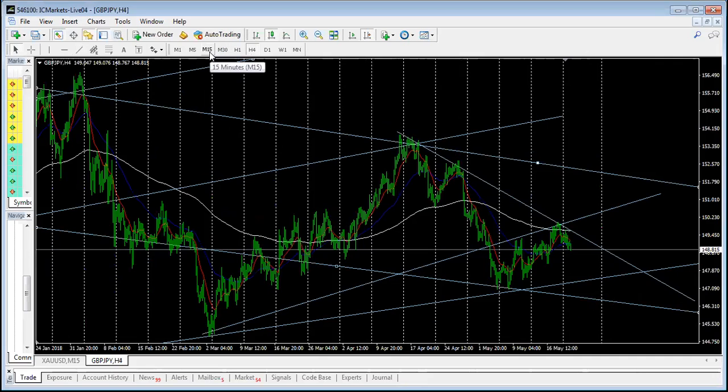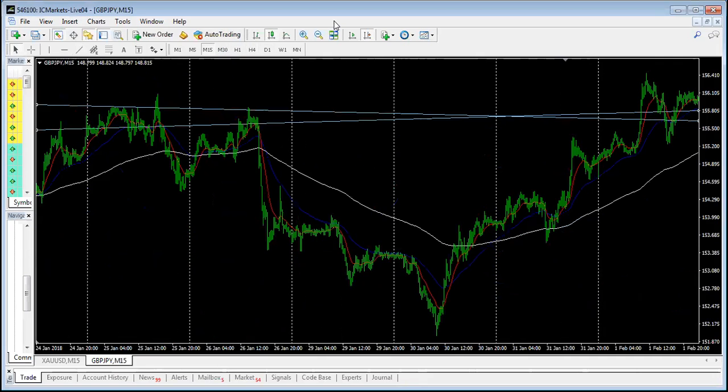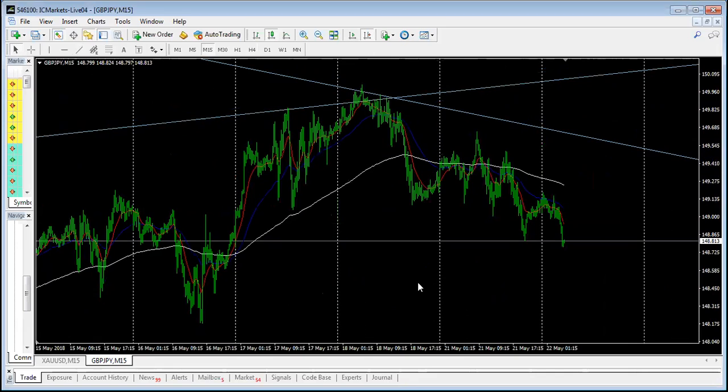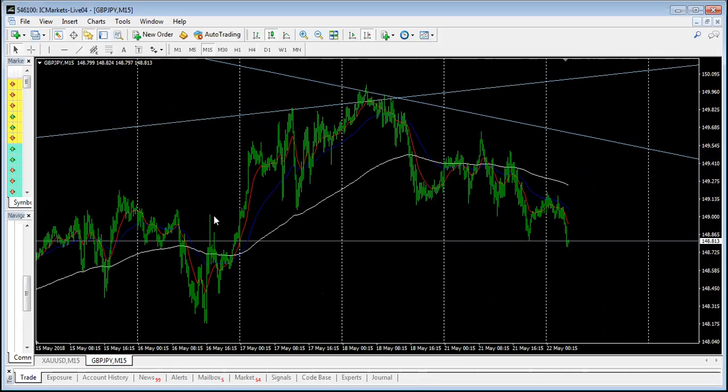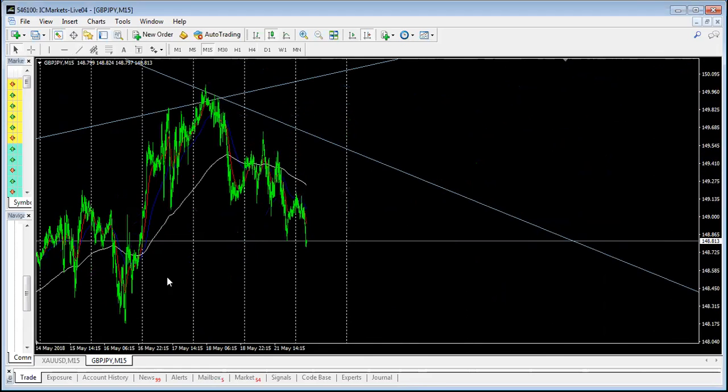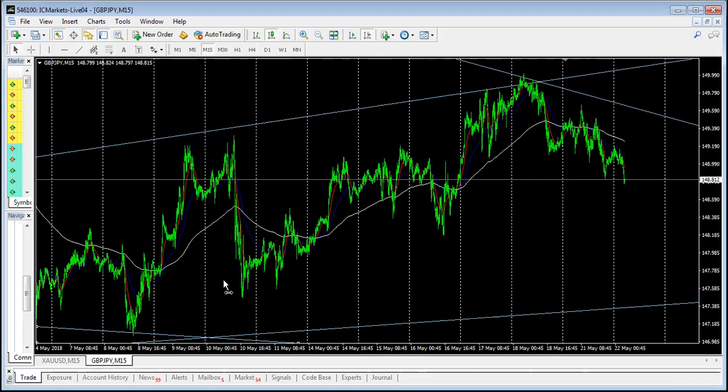All right, so I'm going down to the 15 minutes. See how them lines just looking big now? Not even on the screen. Yeah, I expected as much. As you go down to the lower time frames, you barely would see those trend lines in the higher time frames.